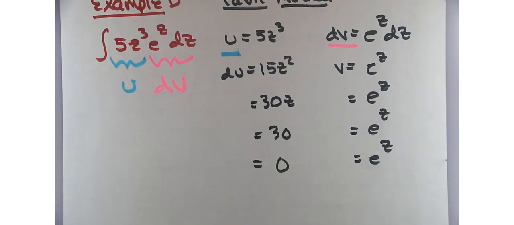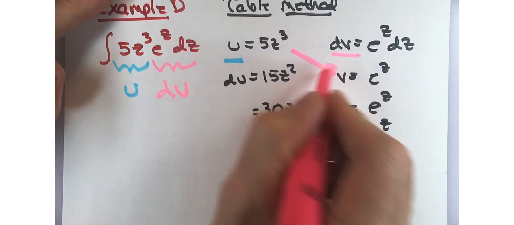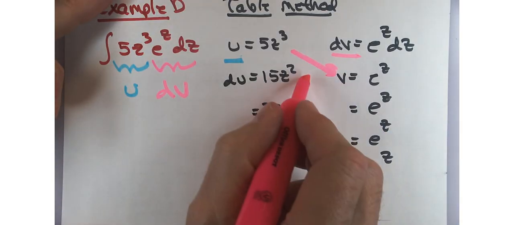So the way the table method works, if you look back at our formulas, it's going to be u times v minus v du. So one of the things I'm going to need is that u times v. That's going to come from here. But then I'm going to keep going.